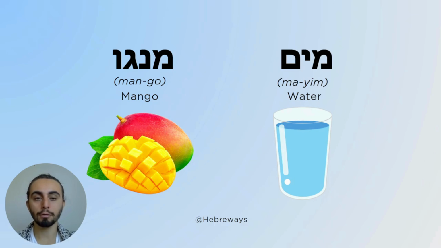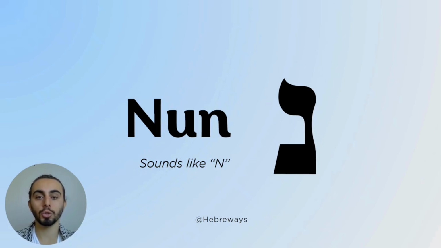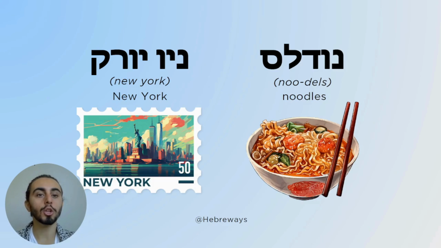After mem, we have nun. Nun sounds like an N, nun. What we'll have for nun is noodles. I picked an easy one, noodles. And New York. So this is just to emphasize the letter and the sound. So noodles, New York, like an N.